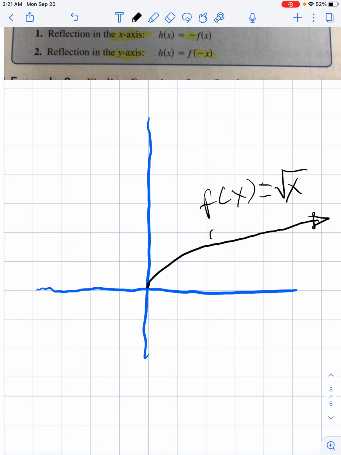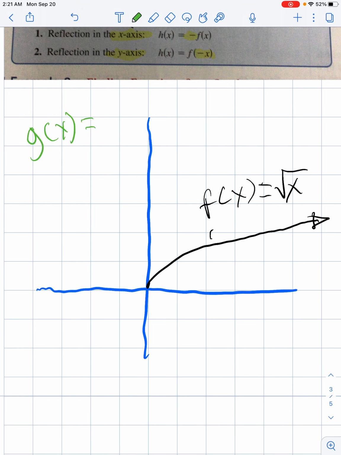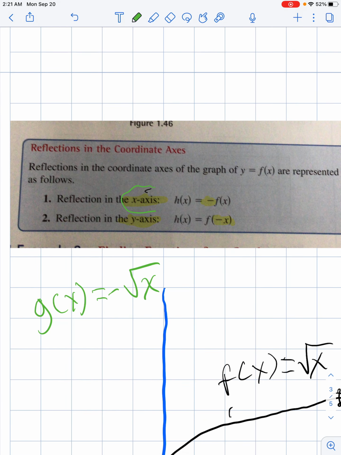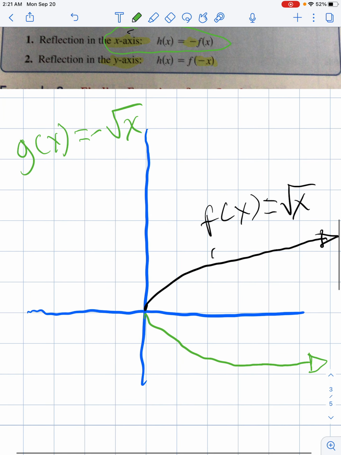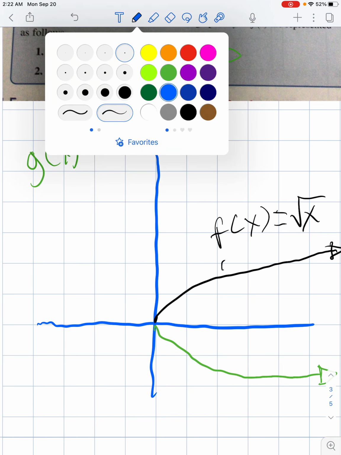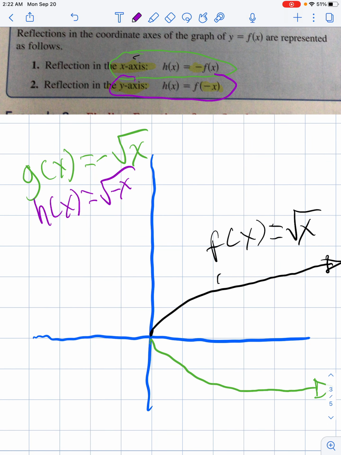We kind of already talked about it, but if I were to say, hey, I want g of x equals negative square root x, that would be a reflection in the x-axis. So again, I'm going to draw the same picture, but it's going to be underneath. Okay, it's flipped over the x-axis. Whereas, like we just talked about on Desmos, say I've got h of x, but I make whatever my x's are negative on the inside. Well, that's going to be a reflection across the y-axis going this way.